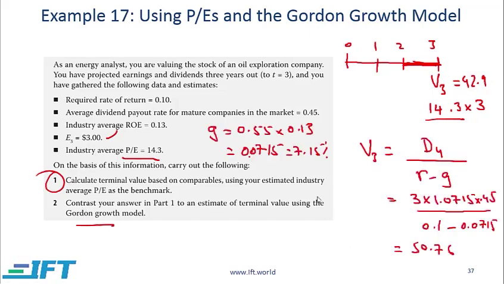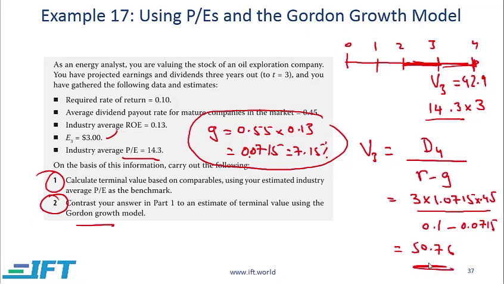So here is what you do for the second one. Remember that the growth rate is equal to the retention ratio, which is 1 minus 0.45, that is 0.55, into the ROE, so the growth rate is 0.0715. The value at time 3 is equal to the dividend at time 4 over R minus G. Dividend for year 4 is equal to earnings for year 4, which is 3 into 1 plus the growth rate, multiplied by the payout ratio, which is 0.45, divided by R minus G, and here you should get 50.76.